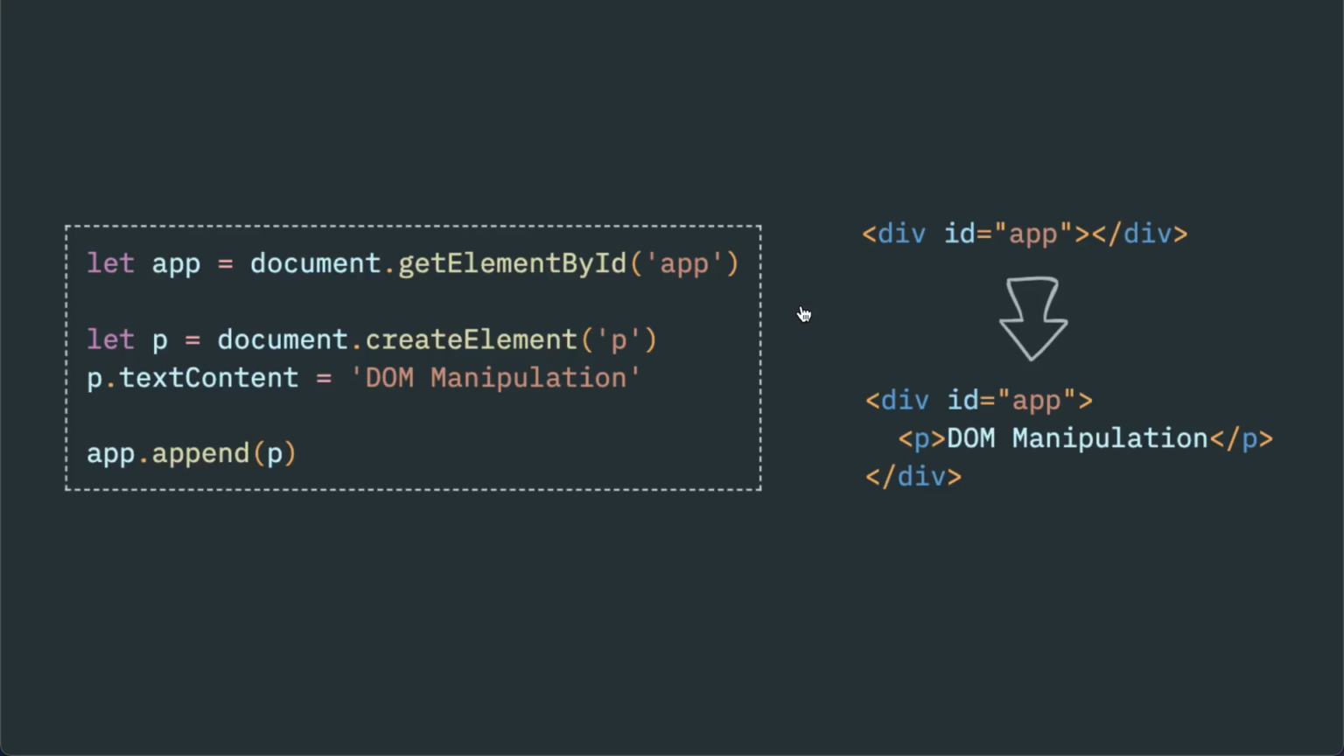Hello friends, today we will discuss basic DOM manipulation via vanilla JavaScript. We have one division tag with ID app. We would like to add one paragraph tag as a child to the div element.